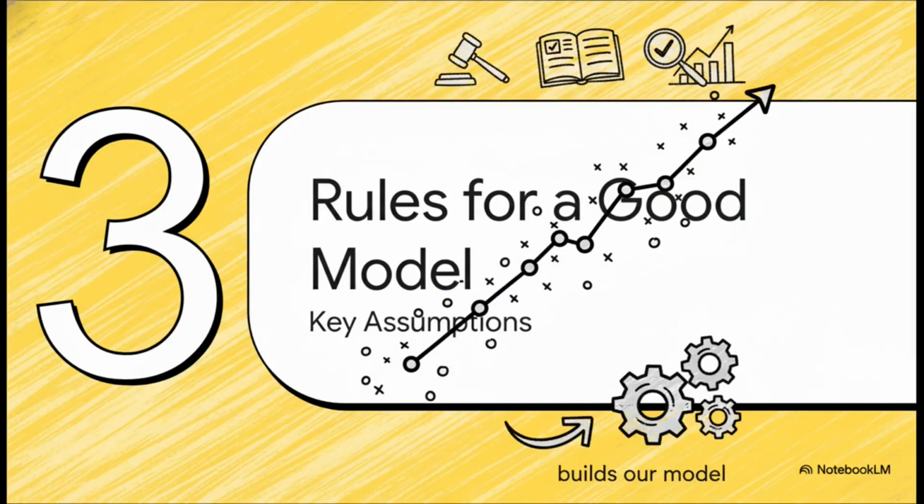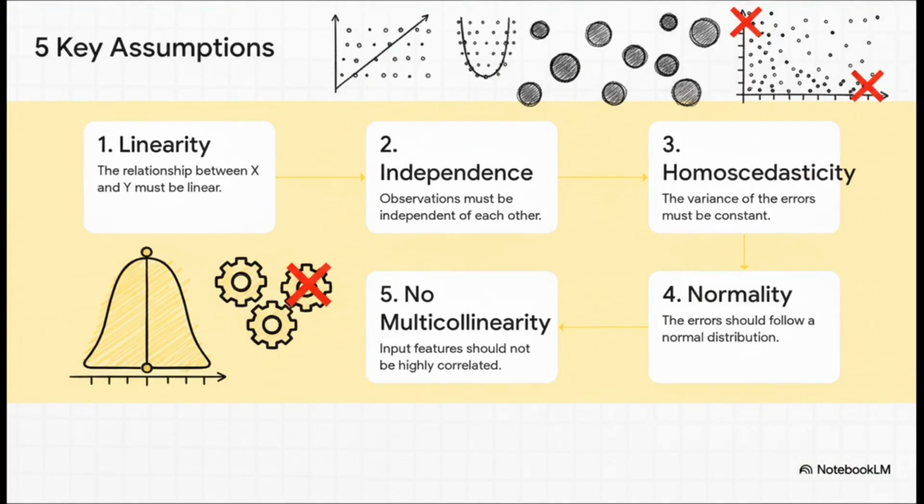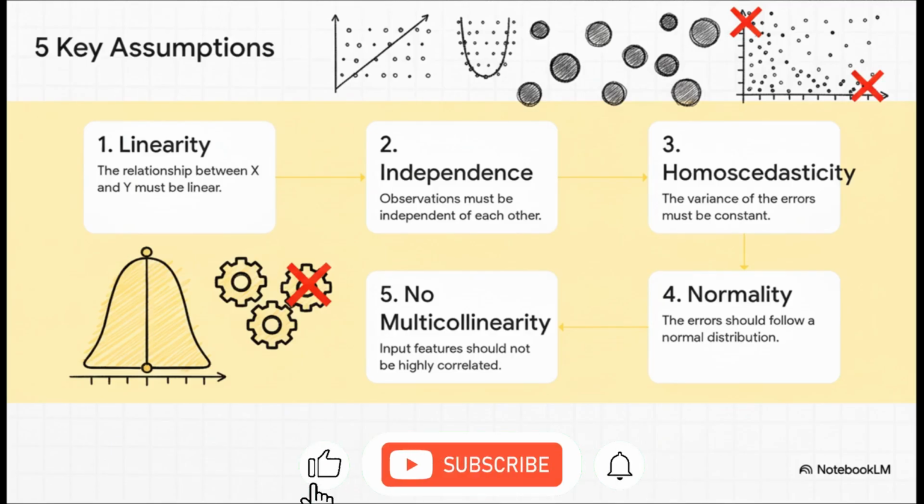But you can't just throw this technique at any old data set and expect it to work. For our predictions to actually be reliable, the data itself has to follow a few really important rules of the game. So for this to work, there are 5 key rules. First, linearity. The relationship has to actually look like a straight line, not some crazy curve. Make sense? Second, independence. Each data point can't affect the others. You can't survey one family on their favorite TV show and pretend you have 5 independent opinions.